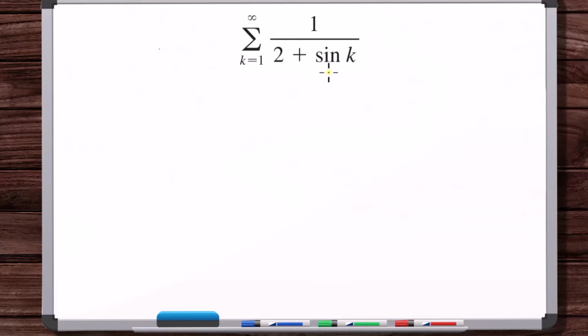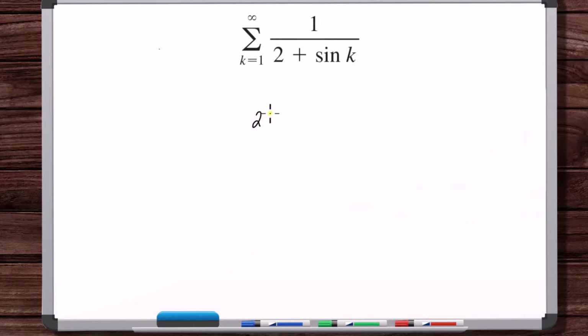So 2 plus sine of k is going to be, we're assuming that sine of k oscillates between -1 and 1, but it actually probably won't do that when we're thinking about just integers. But let's just, in general, think about it that way. So the denominator is going to go from 1 to 3, which is always positive anyway. So this is always positive, okay?